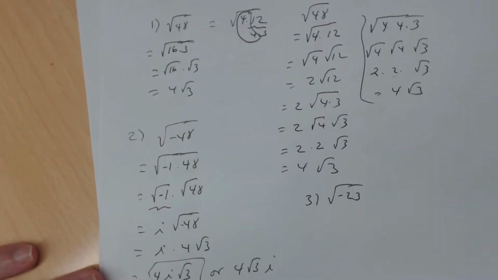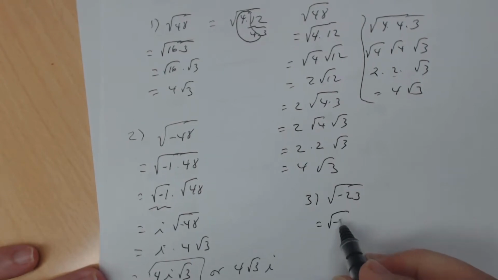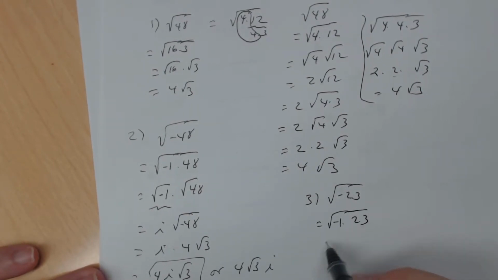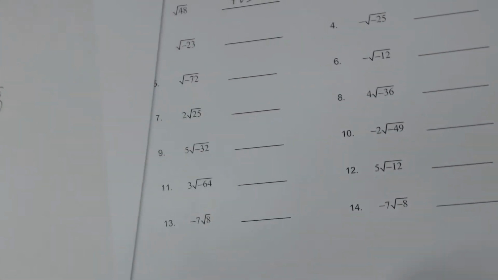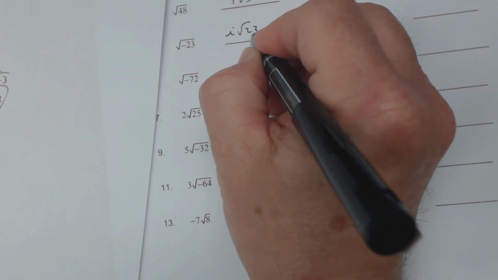So again, square root of negative 3. So again, that's the square root of a negative 1 times 23. So that's the square root of a negative 1 times the square root of 23. So that's i square root of 23. And I can't simplify the square root of 23. Besides 1, there's no other perfect square that goes into 23. So you get i square root of 23.